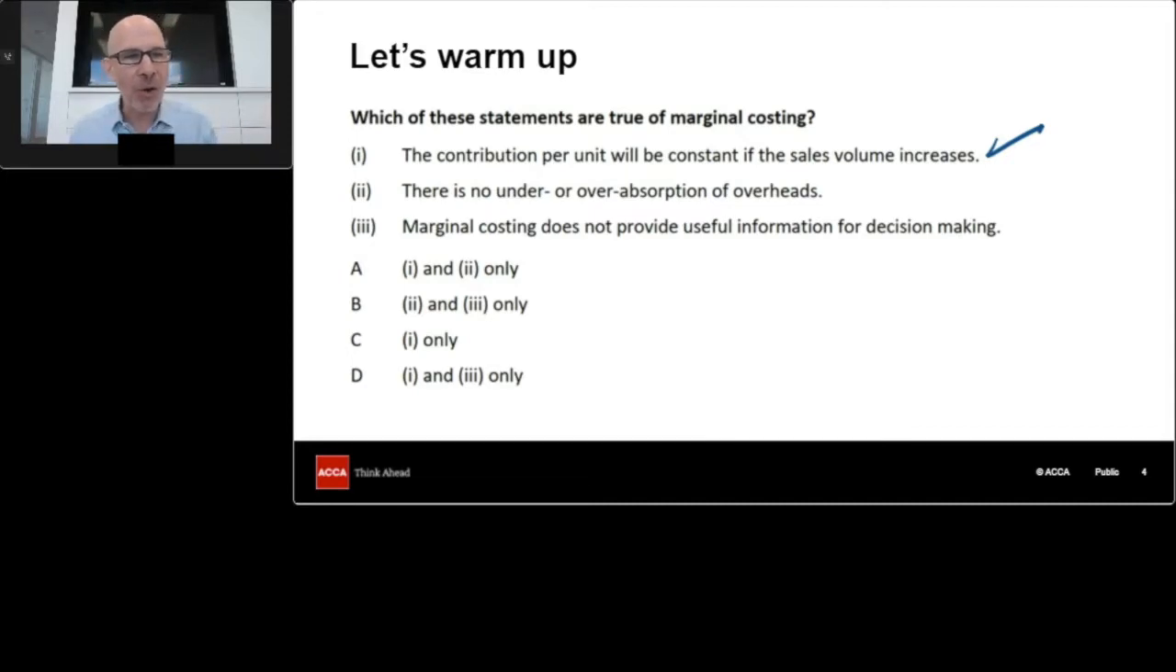No under or over absorption of overheads. Guys, that statement is true. We only have over-under absorption in absorption costing, as you know. So marginal costing does not provide useful information. That is totally false. I use marginal costing all the time when I am making business decisions.